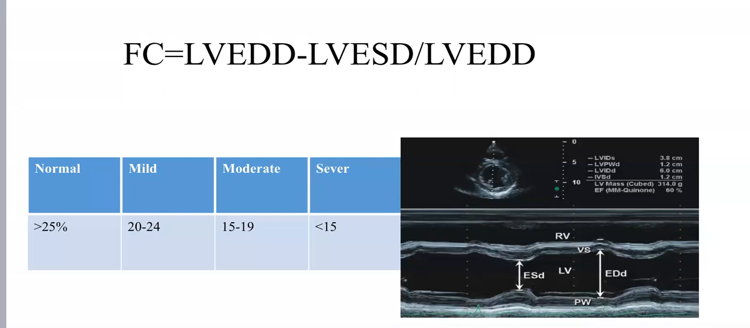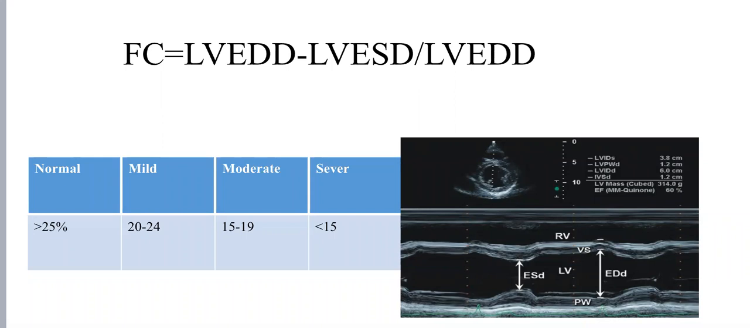The normal fractional shortening is more than 25. If it's between 20 and 24, this is mild LV impairment. Moderate LV impairment is defined as fractional shortening between 15 and 19, and less than 15 is severe LV systolic dysfunction.